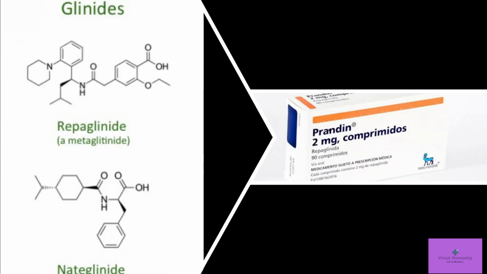Glinides stimulate insulin secretion. They are of rapid onset and short duration of action, taken immediately before or with meals. These agents provide increased insulin secretion in the postprandial period.